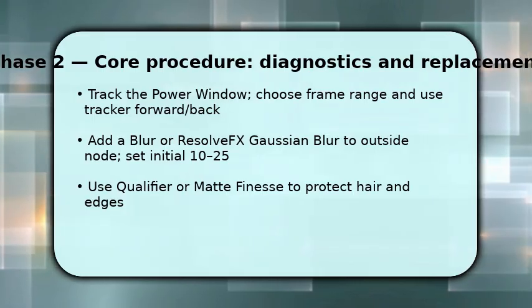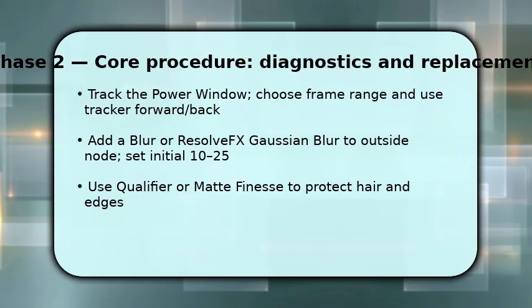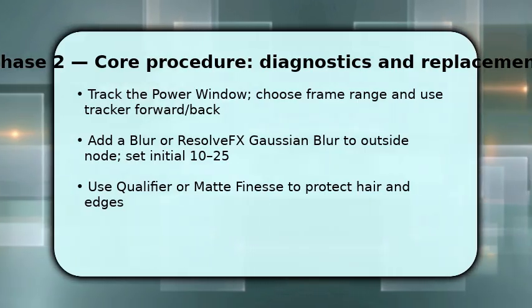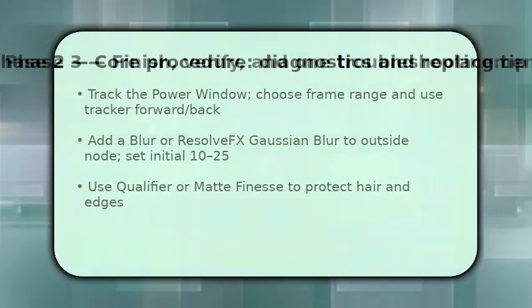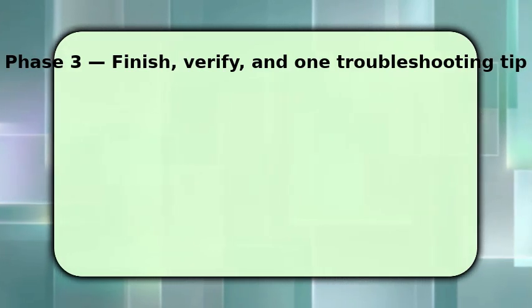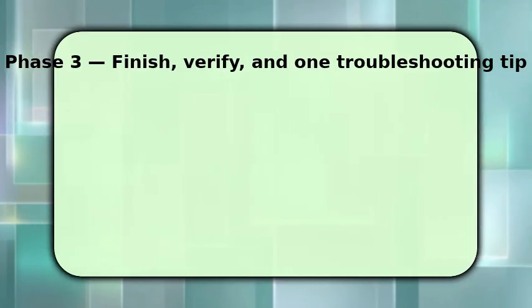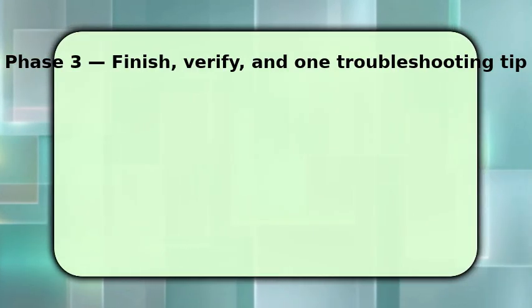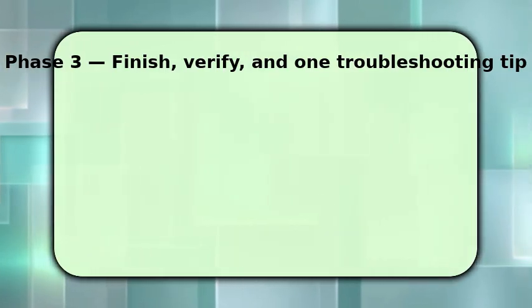This preserves depth separation. If hair or translucent edges suffer, use a qualifier or matte finesse controls to shrink/grow the matte and soften the border. To finish, tweak blur strength and consider a parallel node for any background color grading so the subject still reads correctly. Render a short clip and inspect at 100% to catch halos, color spill, or edge artifacts.